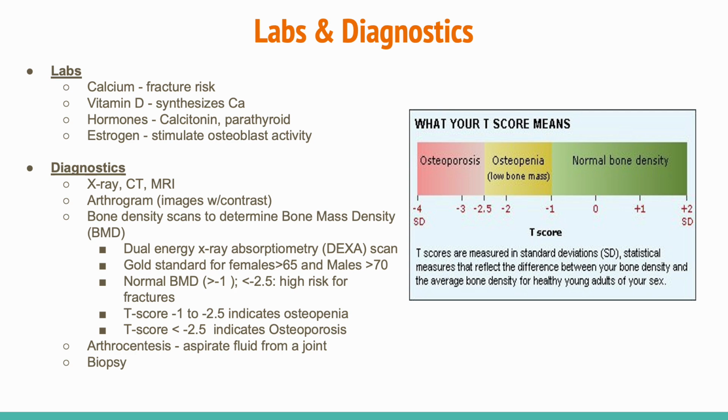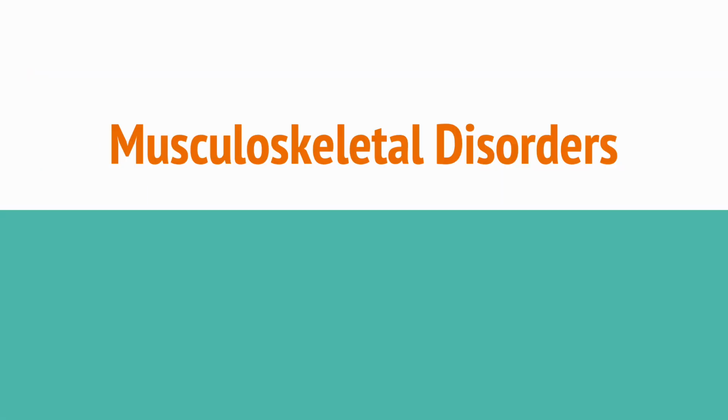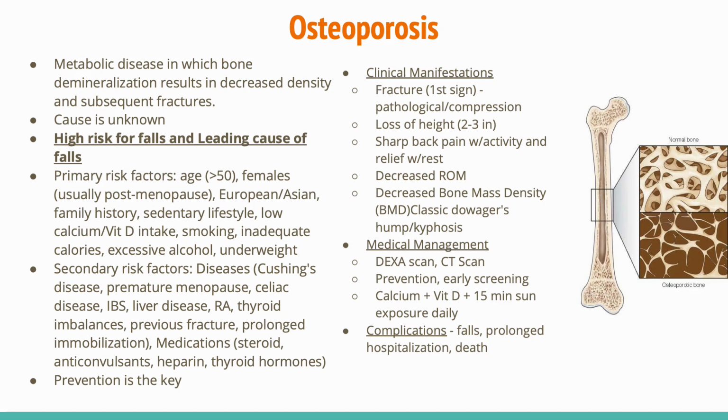And as you can see here, this shows you the score. Normal bone density is in the green, +2. When it goes into the negative, there's a high risk for osteopenia and osteoporosis. So now let's move on to musculoskeletal disorders. Let's first talk about osteoporosis, right?